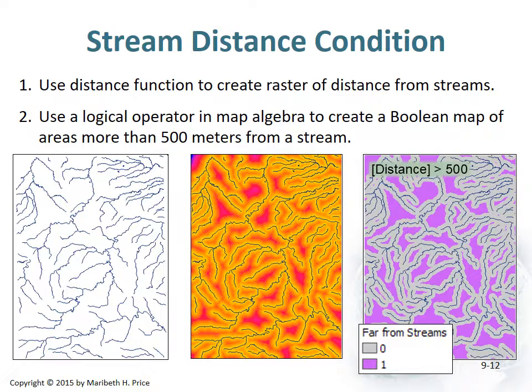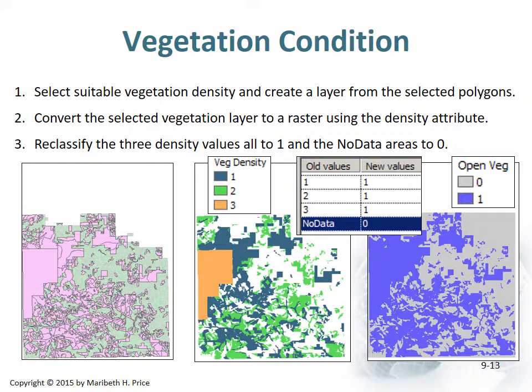Stream distance condition, again we have a network of lines describing the streams. We need to create a distance layer first, so we create distances from the streams. That's in the center, and on the right we select from that distances greater than 500 meters. In this case, 1 is true, purple, 0, gray, false. To find our land cover type, or in this case the vegetation condition, we're selecting from the data itself a measure of that, the vegetation density, as a proxy for meadows and sparse trees on the landscape.